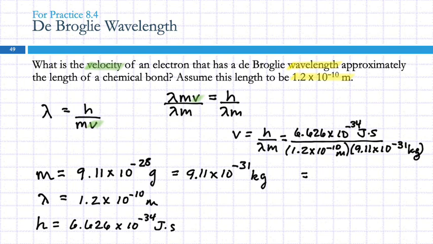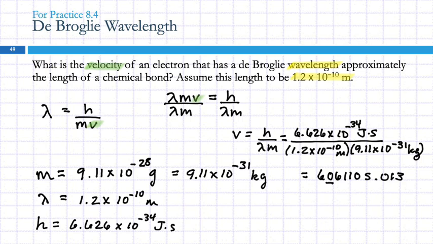6.626 EE negative 34 divided by, open parentheses, 1.2 EE negative 10 times 9.11 EE negative 31, close parentheses. And my calculator is giving me 6061105. Wow. How many significant figures should that number have? 2, because this wavelength only had 2. Okay. Now, what's the unit on that?